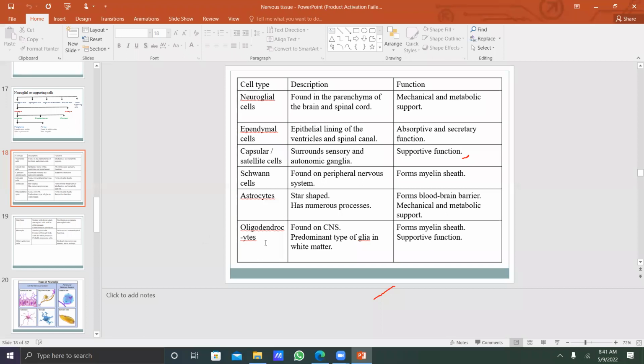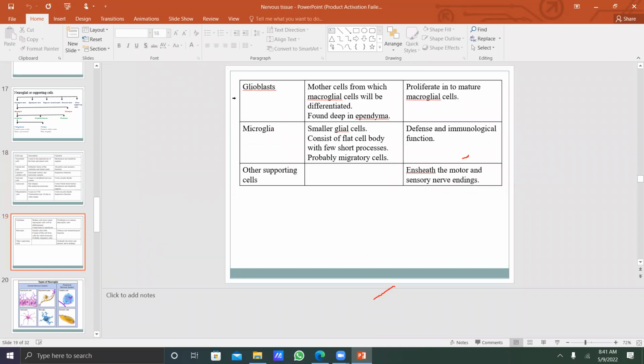The next one is the oligodendrocytes. Oligodendrocytes are the ones found in the CNS, and they form the myelin sheath in the central nervous system. So this is a place where you can clearly remember: the Schwann cells form the myelin sheath in the peripheral nervous system, and the oligodendrocytes form the myelin sheath in the central nervous system. Also, they give supportive function to the central nervous system neurons. So these are the prominent type of the glia in the white matter.